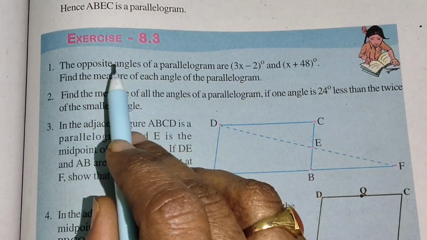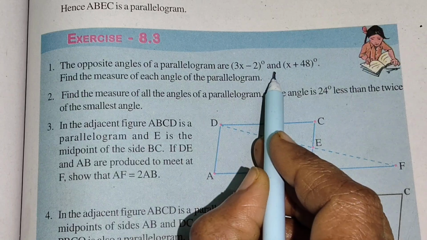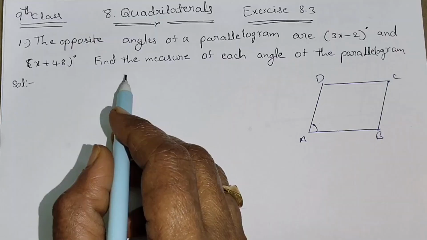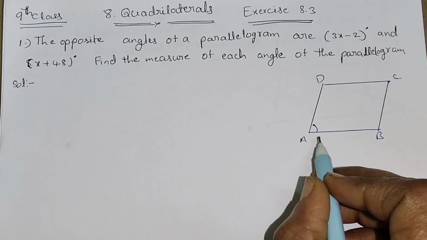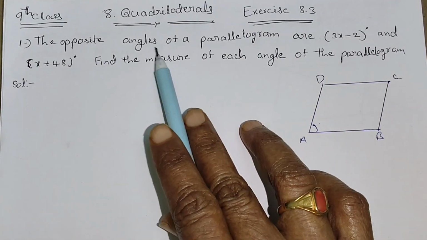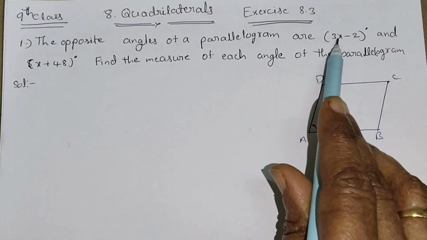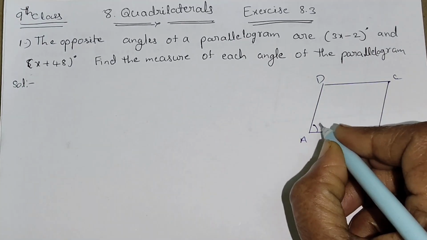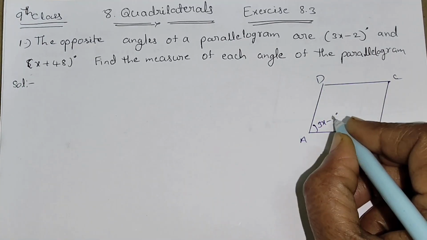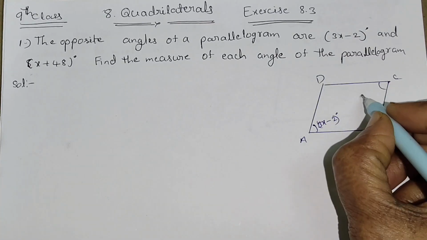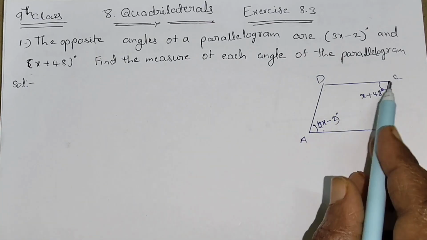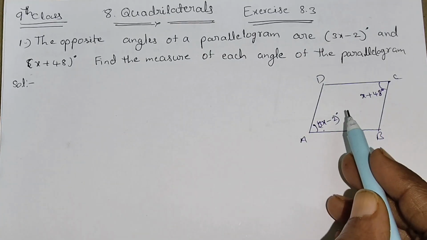So here opposite angles are given in a parallelogram. We find the four angles. Here I have already drawn the parallelogram. Here opposite angles of a parallelogram are 3x minus 2 degrees and x plus 48. In a parallelogram opposite angles are equal, so these two are equal.